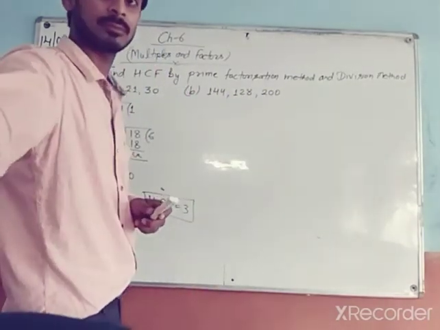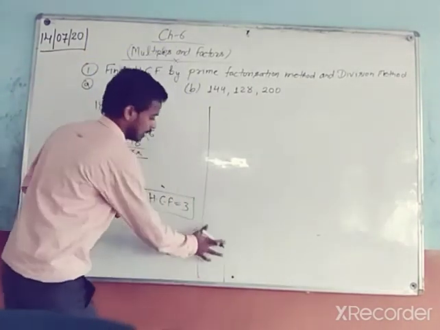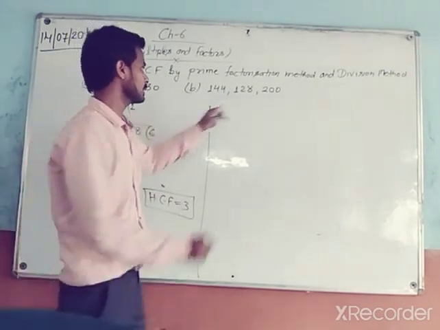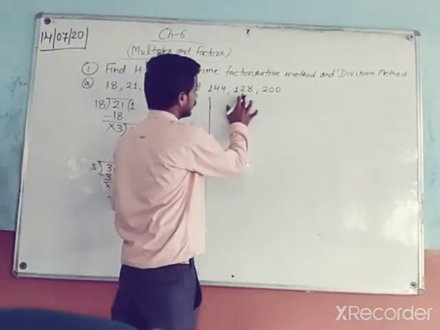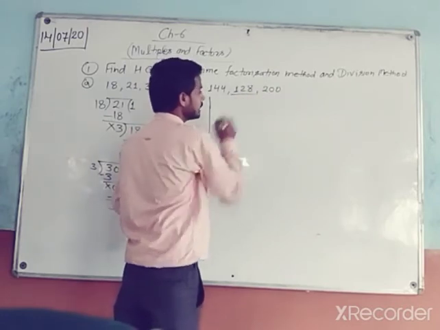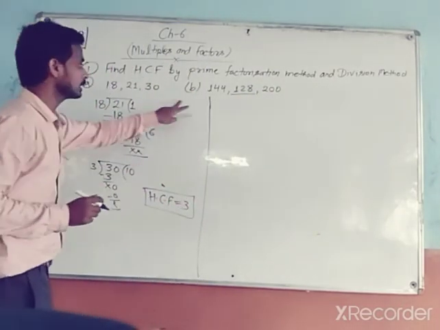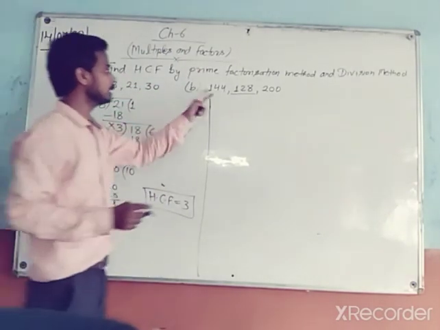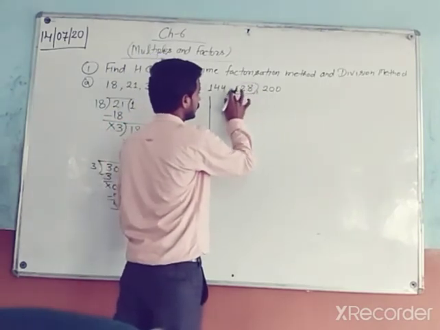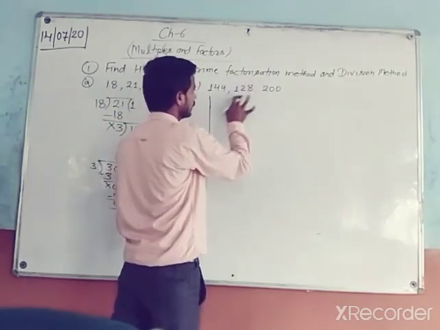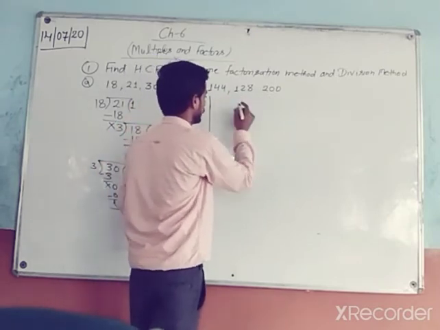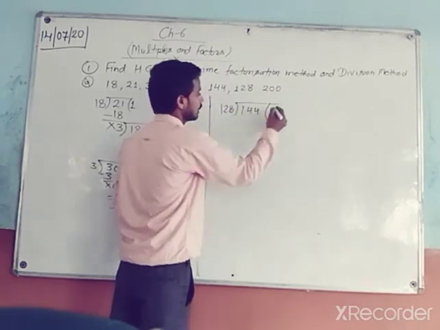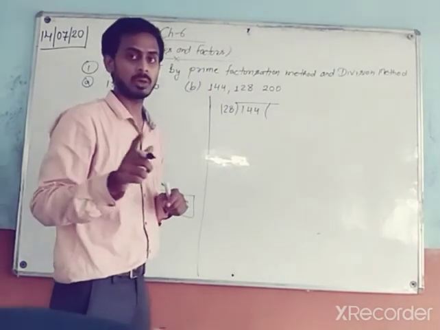See, I told you now, divide the smaller number by the smallest number. See, in this 144, 128, 200, 128 is smallest. See, don't check by order like this, that 18 is smallest because it is first, but in this, the second number, that is 128, is the smallest number among 144, 128 and 200. So divide 144 by 128. Okay, and you know the SCF is 8. Okay, remember that.